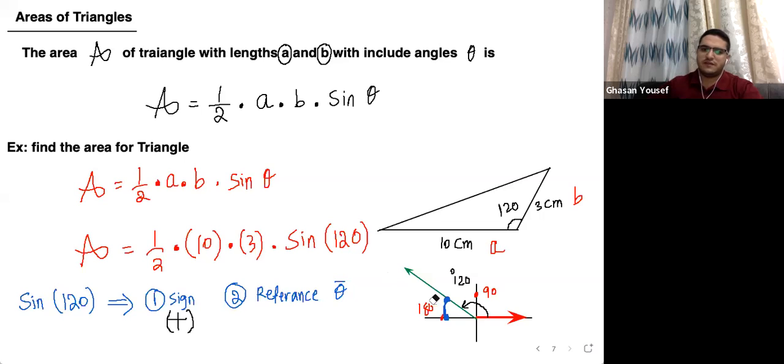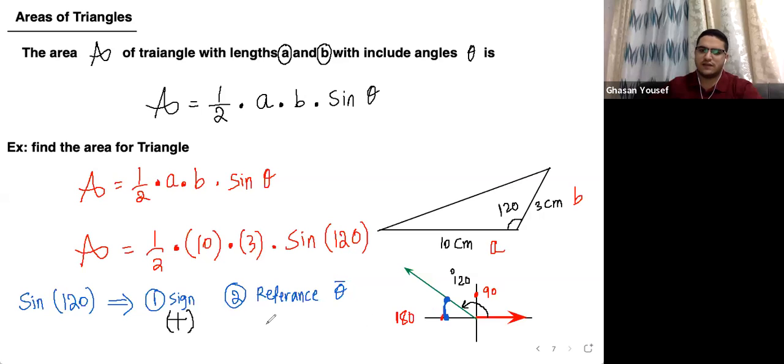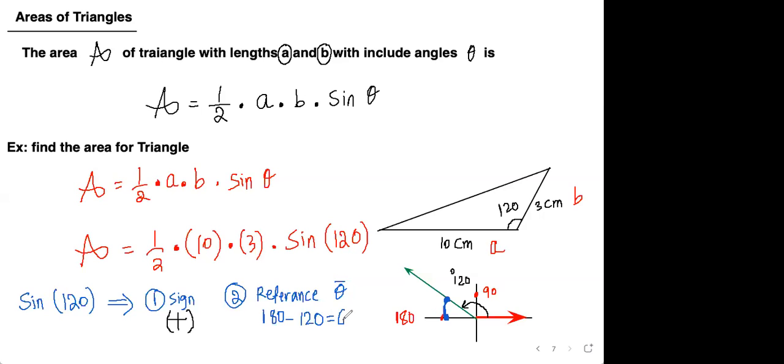What's the value of the reference angle? Are you going to say 180 minus 120? Correct. It is 180 minus 120. So my reference angle is 180 minus the black one, 120. What's the value? It's 60.